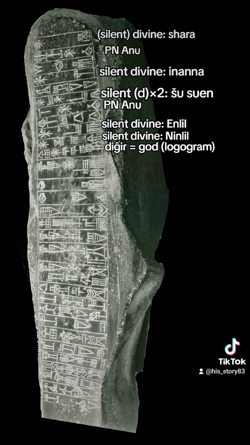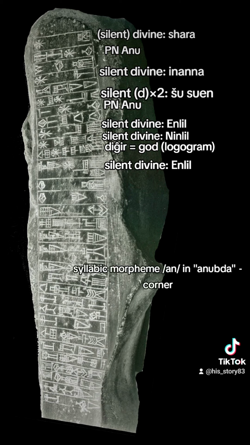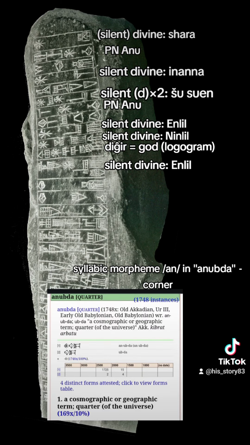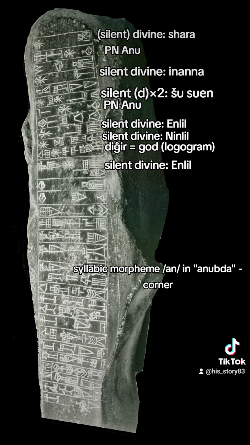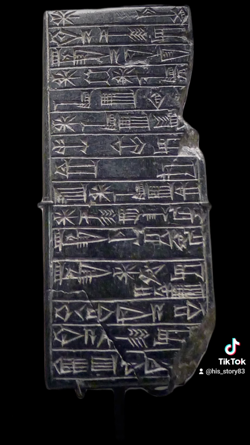Next line down again, silent determinative for Enlil. And then for the last time, 7 lines down from there, and this time it's being used for its syllabic value, an, but building a longer word, anupta, which means corner. You see it many times on this tablet too, but I'm not going to go through this one. I'm just going to show it because it's just a good looking tablet.